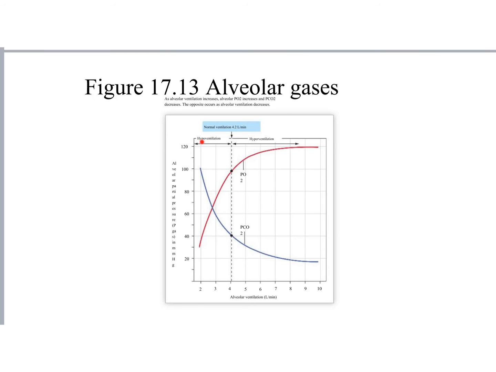With hypoventilation, when your breathing rate has gone down and there's not enough gas exchange, then your oxygen levels are going to drop and your carbon dioxide levels are going to rise. And when your carbon dioxide levels rise, it's also going to affect your pH by making it more acidic. Your pH will go down.